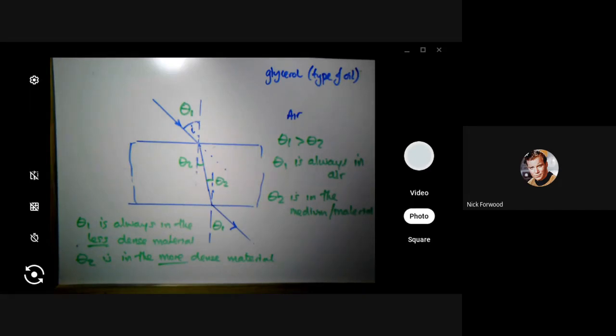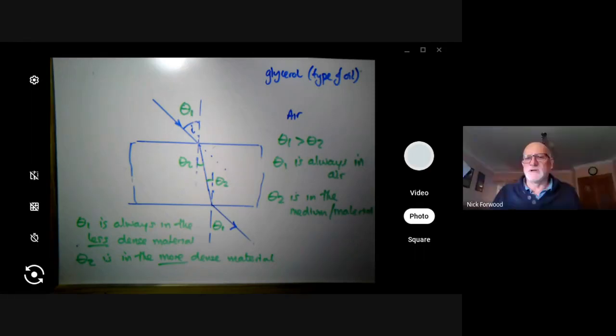So I'm going to stop now, and then I'm going to go straight on afterwards, after I've had a short break and I've had my breakfast. I'm going to do refraction lesson 2, but I'll stop for now.